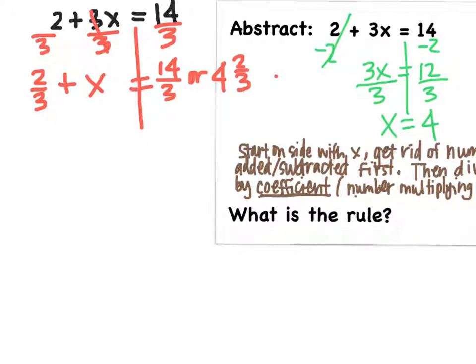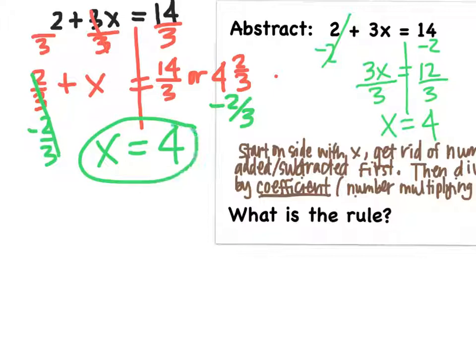Then the next step is to subtract 2/3 from both sides. 2/3 minus 2/3 is 0, so I have 0 plus x, or just x on this side. 4 2/3 minus 2/3 gives me 4. So x equals 4. The answer is the same.